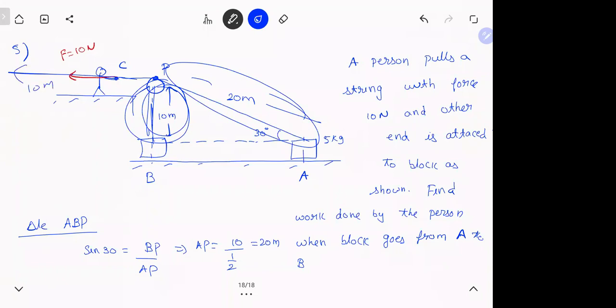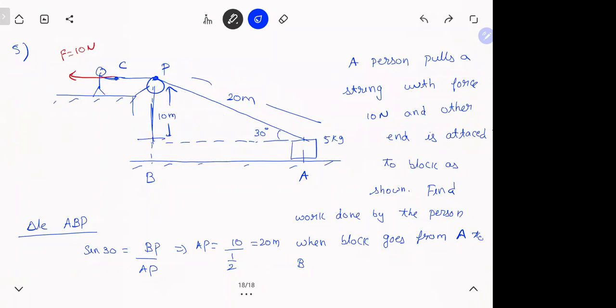Does it make sense, people? Initially, the length of the string was 20. When it came to B, the length became 10. So what happened to the remaining 10 meters? Hope everyone got what I was asking.